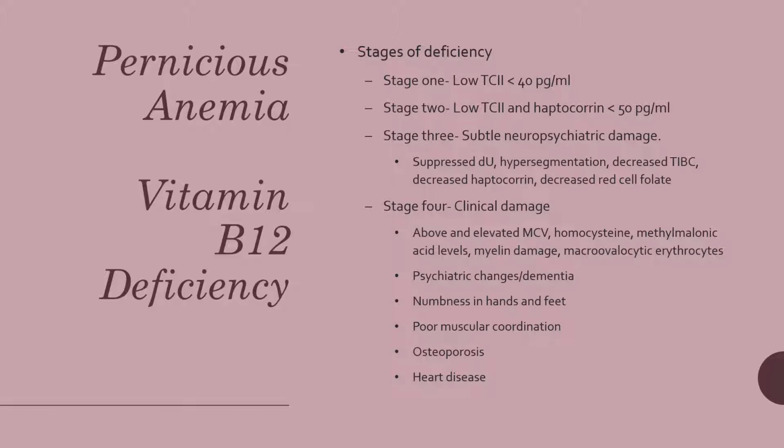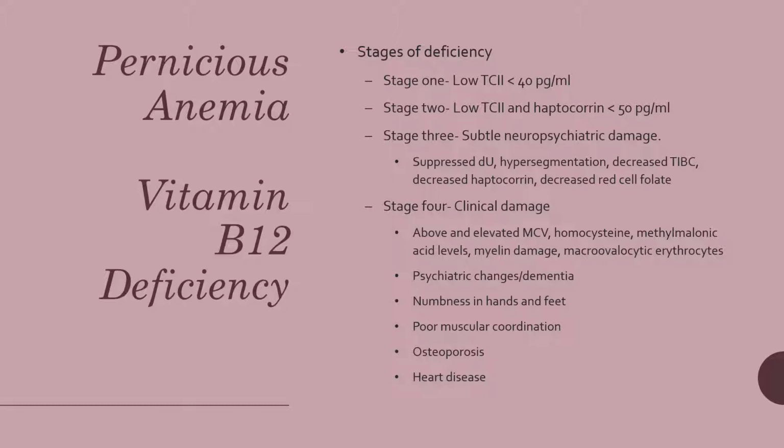By stage 3, we'll start to see some very subtle neuropsychiatric damages. There is a role of B12 in protecting the myelin sheath. The myelin sheath, of course, surrounds and protects your nerves. So again, nerve damage, if I don't catch this condition early enough, is one of the things that I'm greatly concerned about. I will at this point see a decreased total iron binding capacity, low levels of haptocorrin, and decreased red cell folate.